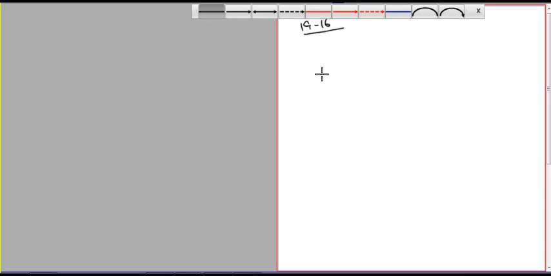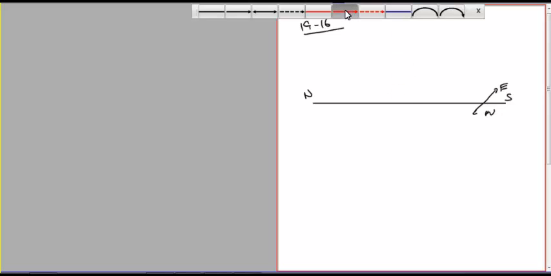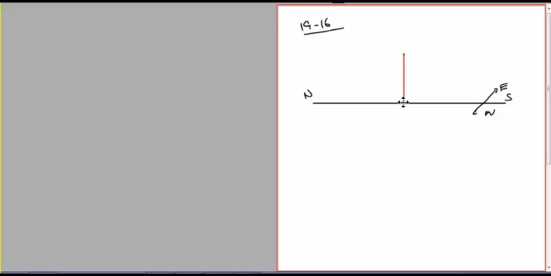Okay, this is chapter 19, problem number 16. And we have a wire that is moving horizontally, so this is north and this is south. What we're going to do is define east as going into the board and west as going out of the board. And then the force that they're looking for is a force upward.